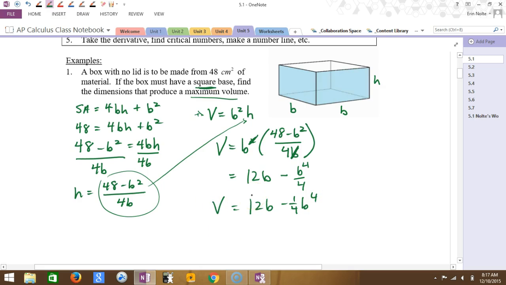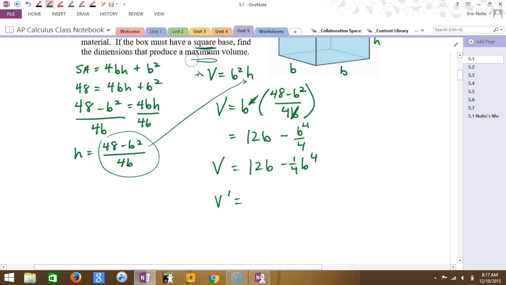So let's do that. If we derive this, which is the whole point of finding a maximum, that's how you're going to find your max. That derivative is 12, and then 1/4 times 4 is 1, so we're going to get negative 1b to the 3rd. Oh, hold on, I made a mistake back here. Because if we have b times b squared, that's b cubed. So this should be 1/4 b cubed, and the derivative, 3 times 1/4, makes 3/4 b squared.